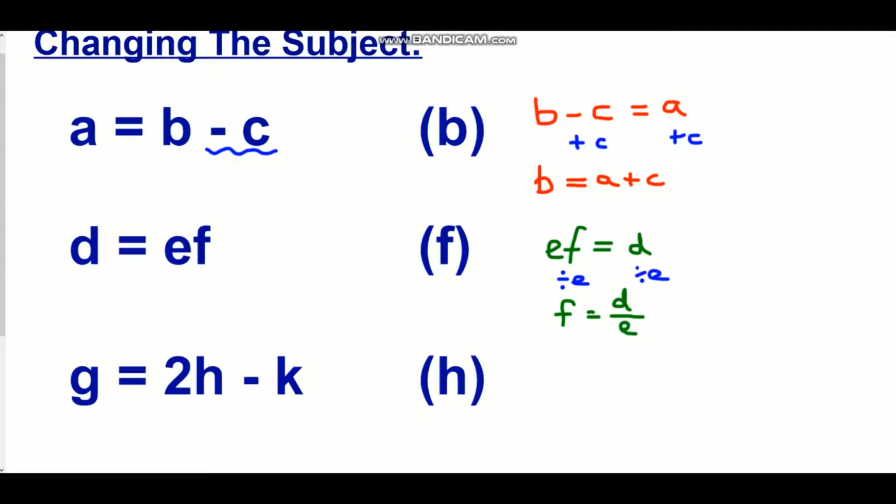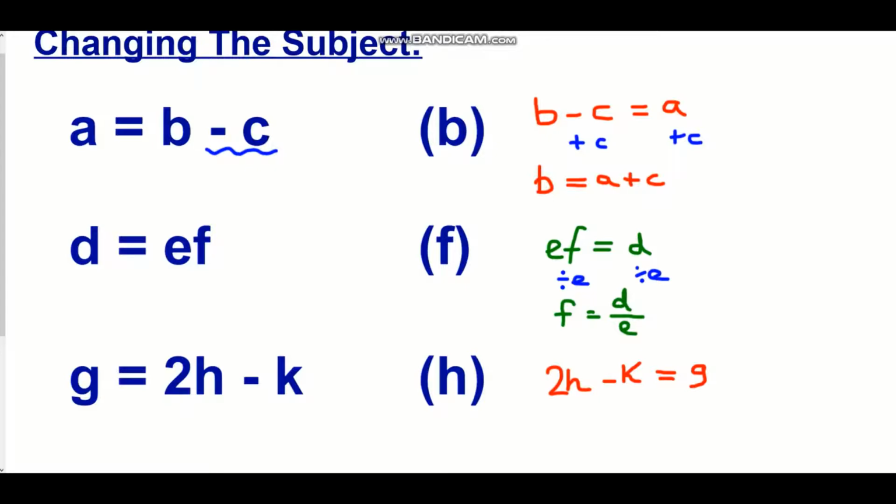One more example. G is equal to 2h minus k. We want to make h the subject, so again, rewriting this equation, everything that is on h's side of the equal sign is going to be written on the left-hand side, and everything that is on G's side of the equals sign, which is just G, is on the right-hand side. Okay, so now there's two things acting upon H. H is being multiplied by 2, and H is having K taken away from it.